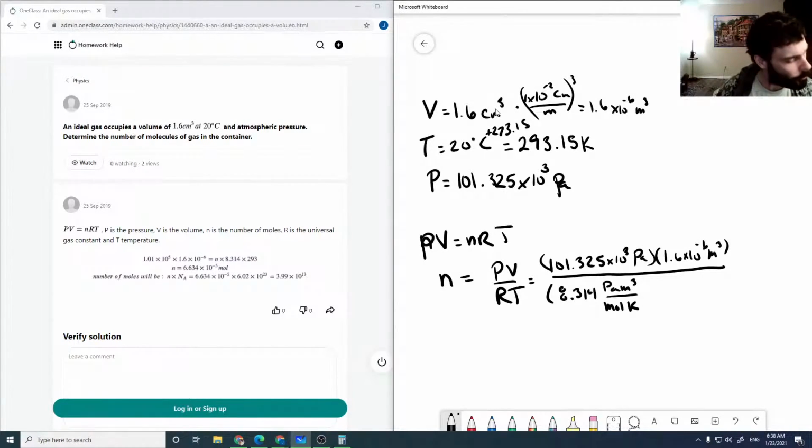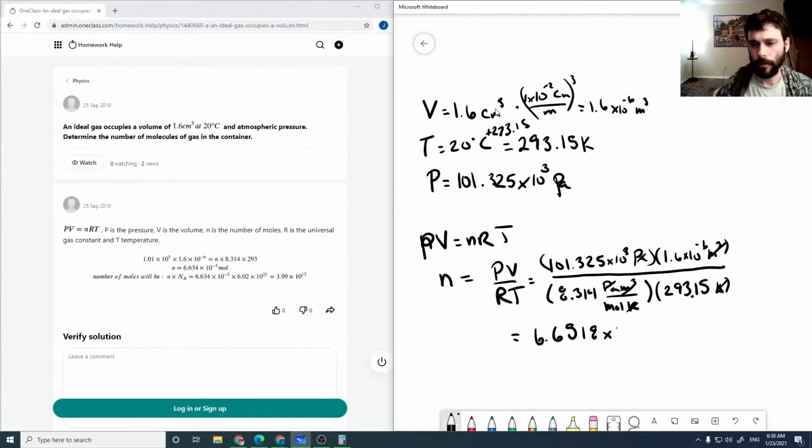And the temperature is 293.15 Kelvin. Okay, so we can see our units cancel here, giving us 6.6518 times 10 to the minus 5 moles.